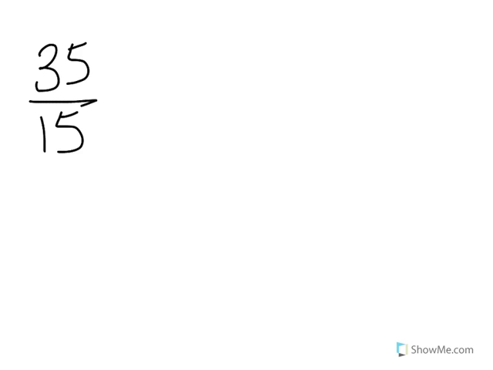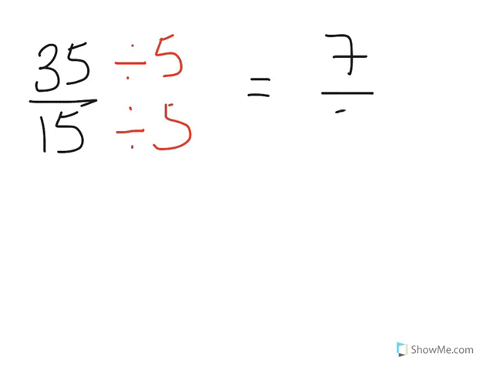Okay, our next question is 35 over 15. The first thing we should do here is we should simplify. We need to find a number that goes into 35 and a number that goes into 15. One such number is 5, so I can do 35 divided by 5 and 15 divided by 5. 35 divided by 5 is 7. 15 divided by 5 is 3. Okay, so I've got 7 divided by 3. So how many 3's go into 7? 2. And my remainder is 1. Okay, so the answer is 2 1/3.